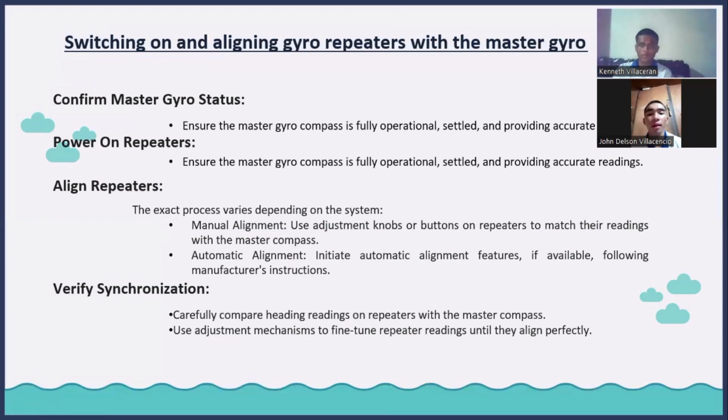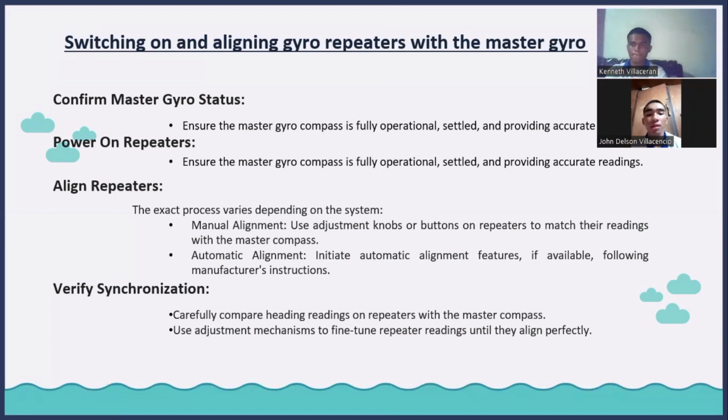Switching on and aligning gyro repeaters with the master gyro. Confirm master gyro status. Ensure the master gyro compass is fully operational, settled, and providing accurate readings. Power on repeaters. Align repeaters.